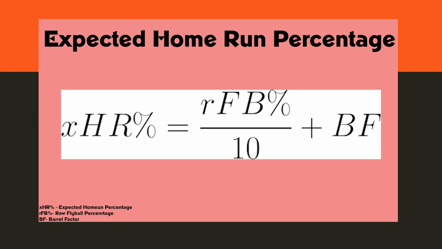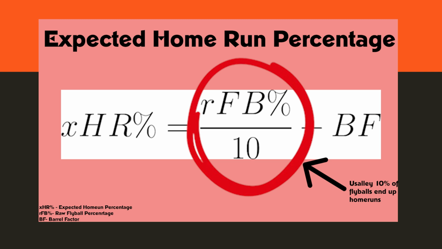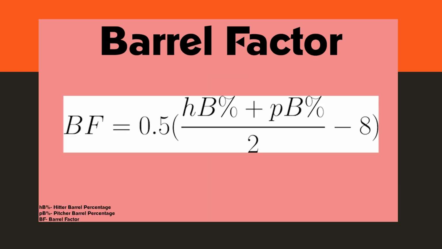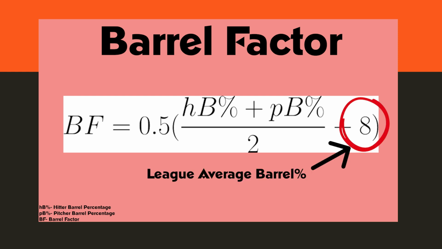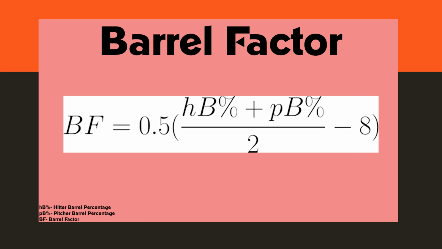Working under the assumption that the average fly ball rate is going to be about 10% all of the time, I first divided the raw fly ball rate by 10 before adding what I call the barrel factor. The barrel factor is pretty much the same thing as a whiff factor for strikeouts, but of course instead of whiffs, this is measuring barrels. For this equation, we obviously use 8 instead of 25 for the average because the average is different for barrels than whiffs. However, besides that, the equations are the exact same.